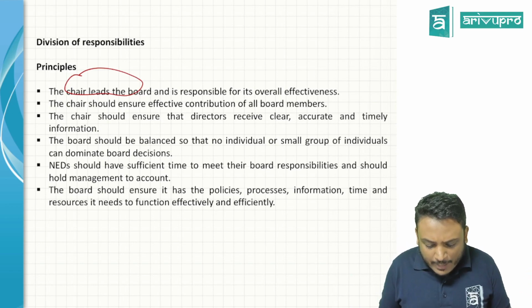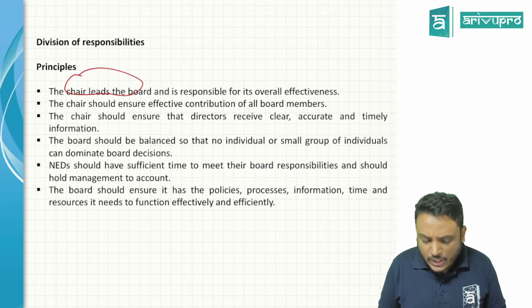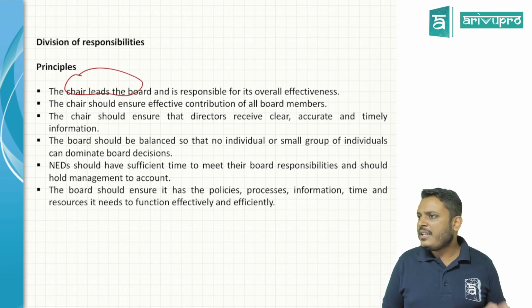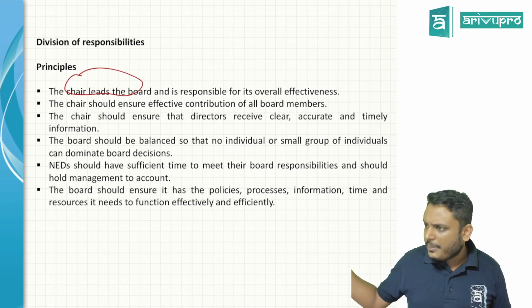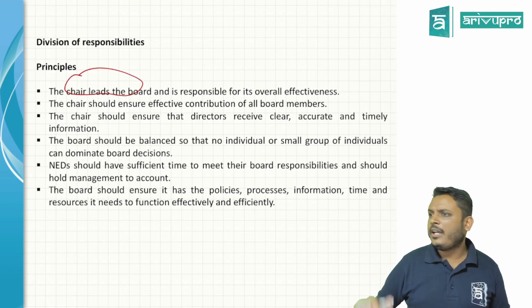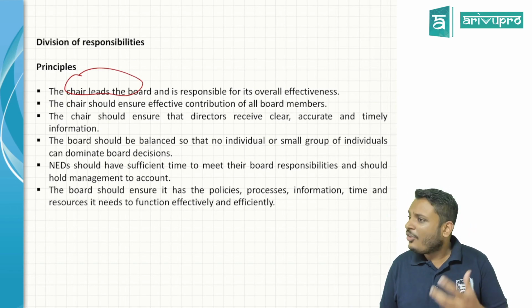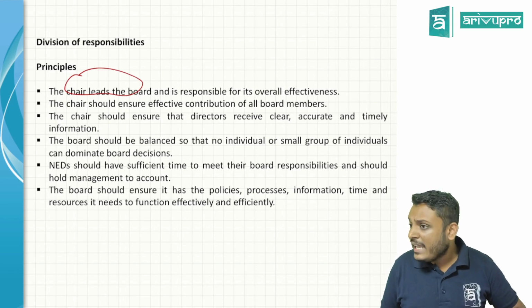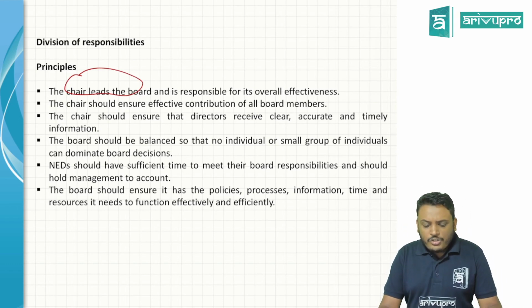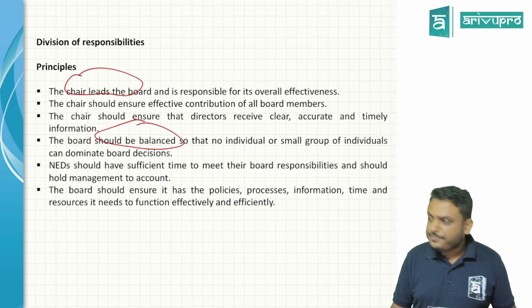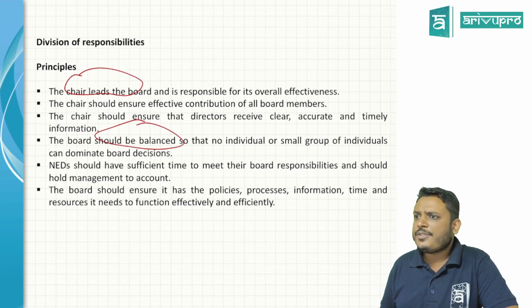Third one, the chairman should ensure directors receive clear, accurate, timely information. Both executives and non-executives. Those who are in the committees, they are getting correct information on time. Right. So if the information is received late, that also results in delays in the decisions. The board should be balanced. Understood? Balanced board. The meaning of balance understood.